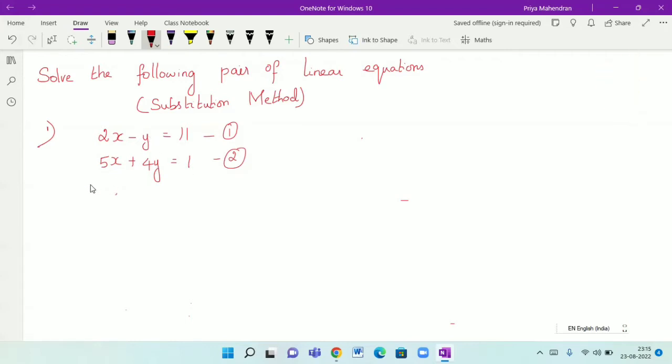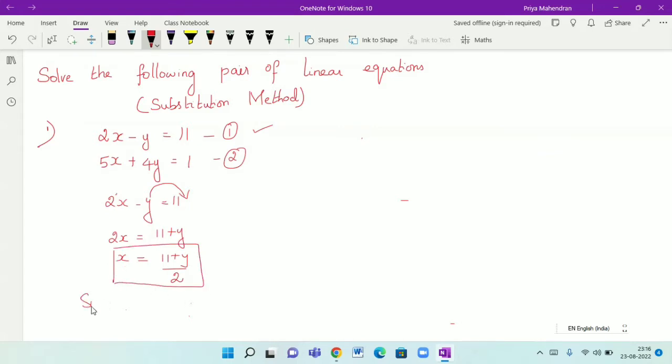The first step in solving a linear equation is to express one variable in terms of the other variable. So I'm going to use equation 1, which is 2x minus y is equal to 11. I'm going to express the variable x in terms of y. So keep x on one side and transpose y to the other side. So it becomes 11 plus y. x is equal to (11 plus y) by 2. I'm transposing 2 to the other side.